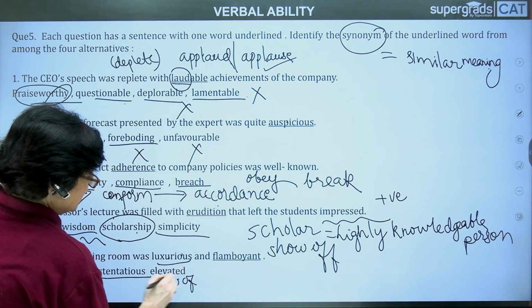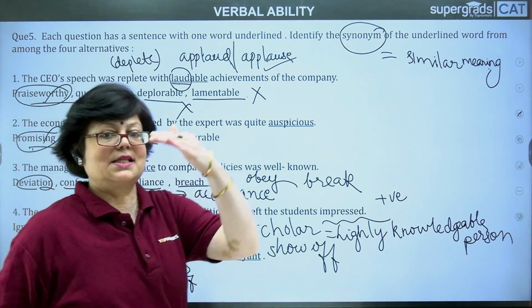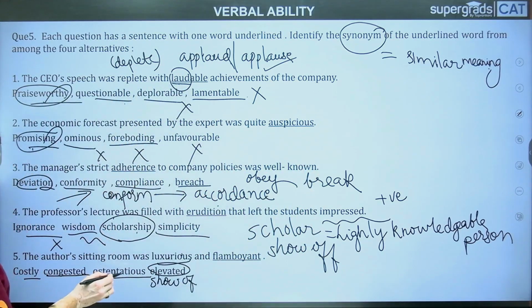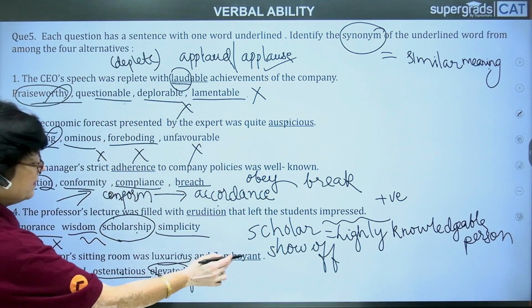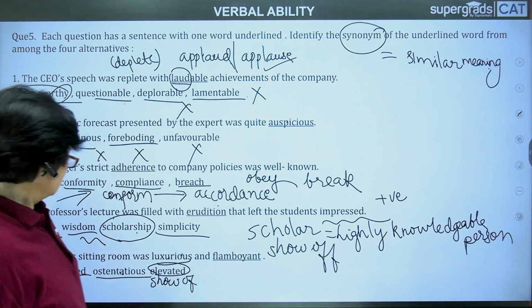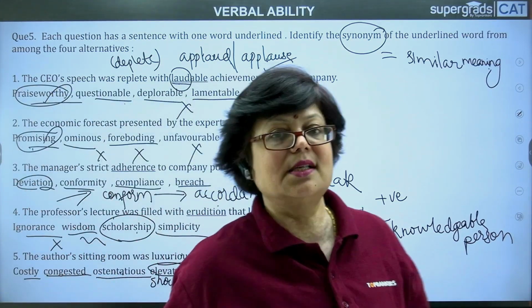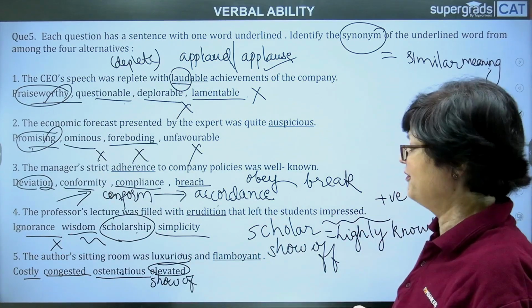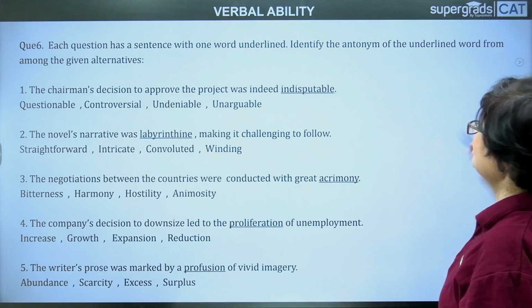Look at this option, elevated. Elevated means raised. That is also not the correct meaning. So the word which is synonymous to flamboyant is ostentatious. The author's sitting room was luxurious and ostentatious, which means full of show off. Okay. Let us take the next question.